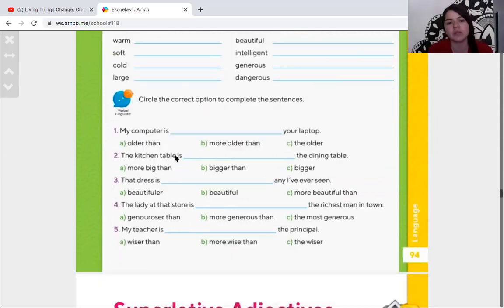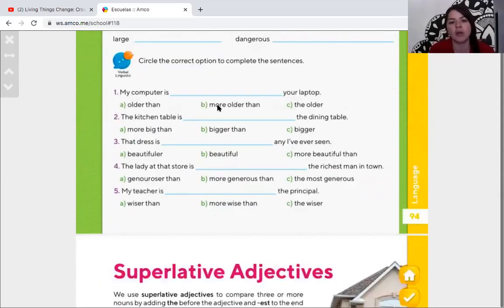And then you need to pick one of these, A, B, or C, to complete this sentence. For example, let's read the first one. My computer is your laptop. How would it be? My computer is older than your laptop. My computer is more older than your laptop, or my computer is the older your laptop. Is it more older than?